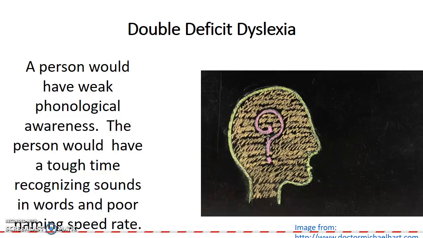The next one is double deficit dyslexia. A person would have weak phonological awareness. The person would have a tough time recognizing sounds in words and a poor naming speed rate. So for example, we look at the word the. We know that the is spelled T-H-E. But for a person with dyslexia, the T really doesn't make the T sound. So a child would have trouble knowing that the is spelled T-H-E. That is a part of phonological awareness.